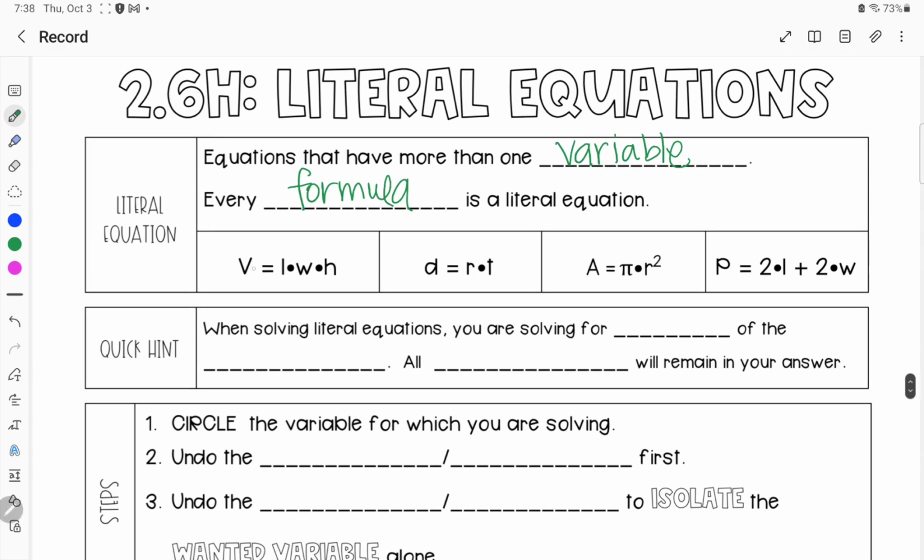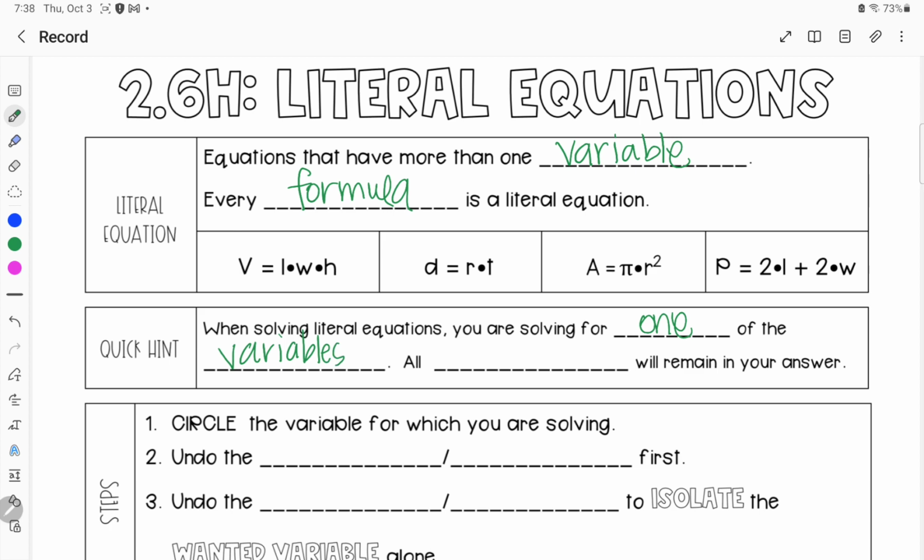So on this one, we wanted to find volume. On this one, we wanted to find distance. So depending on what you're finding is going to be which variable you're solving for. So when you solve a literal equation, you're just going to solve for one of the variables.